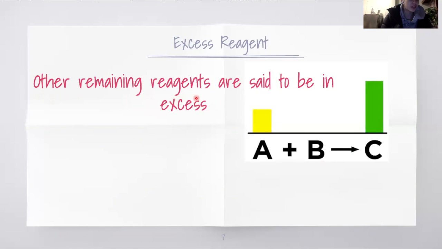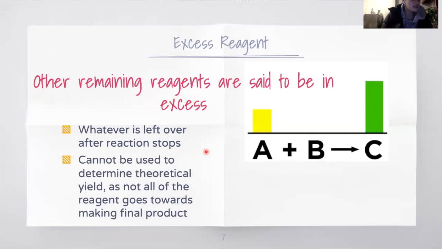The other remaining reagents that are not completely consumed when the reaction stops are known as the excess reagents. In other words, this is anything that is left over. On paper, we don't really care about the excess reagents when it comes to determining the theoretical yield. Obviously, it still needs to be identified so that it can be distinguished from the limiting reagent. However, the excess reagent will not be used to determine the theoretical yield, as not all of the reagent goes towards making the final product.